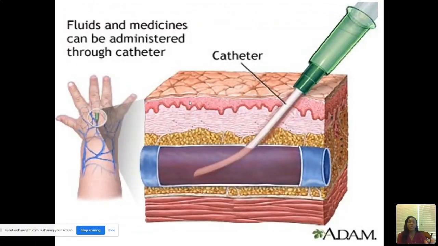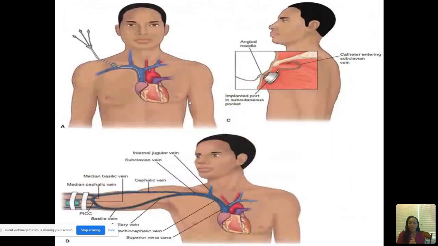So this is a nice, beautiful picture of a catheter going into a vein. I love it. I love when they're in color too. And I love using ATI. They have such beautiful pictures. Okay, so let's go over a few different intravenous modalities. Now, NCLEX out the wazoo, people, okay?